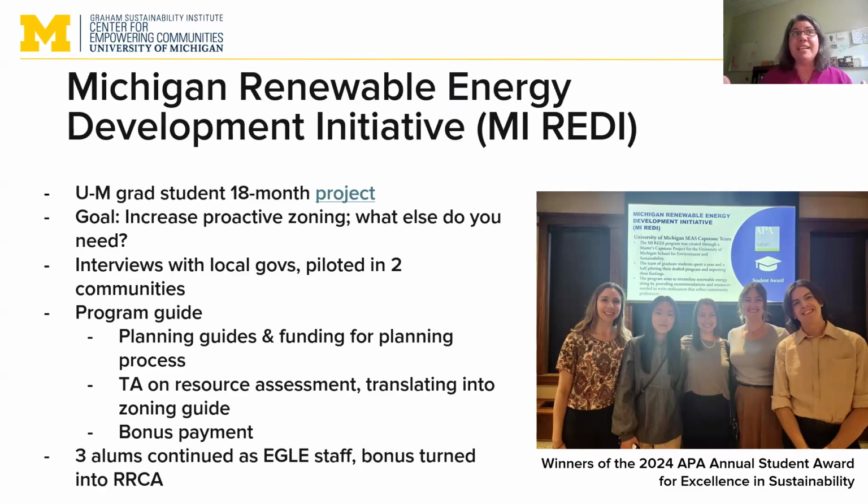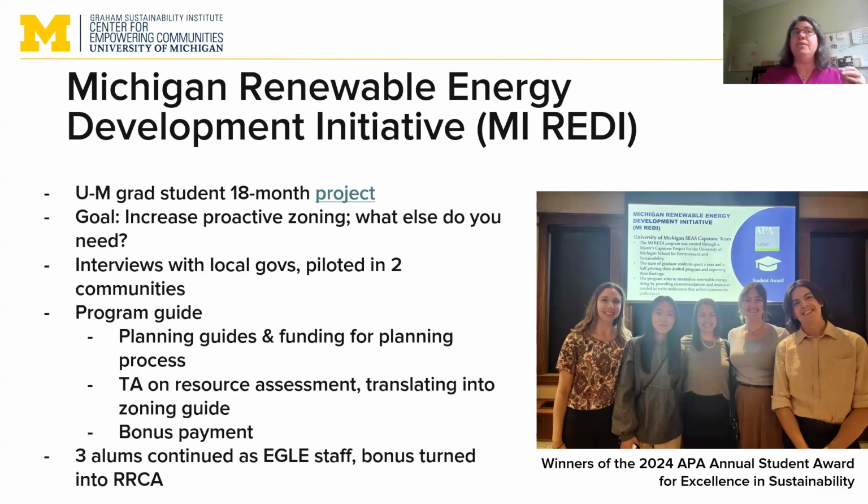So right around this same time, I had a group of grad students work on their capstone project. It was an 18-month project to figure out how we can increase proactive zoning. What else do you need? You've got money, you've got tools, but the two things are not coming together to lead to more proactive zoning. So they did lots of interviews with local officials, and they piloted a program in 2 communities, and it was awesome. It included the planning guides and the funding, but it really focused on the planning process and how you get people to turn up to do the planning.